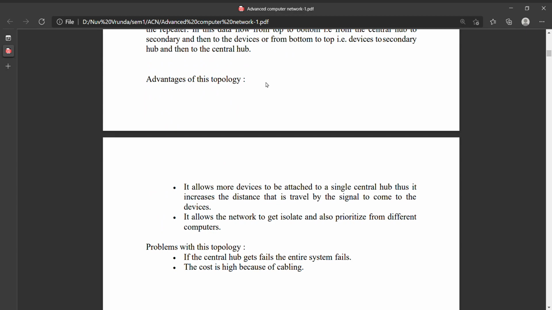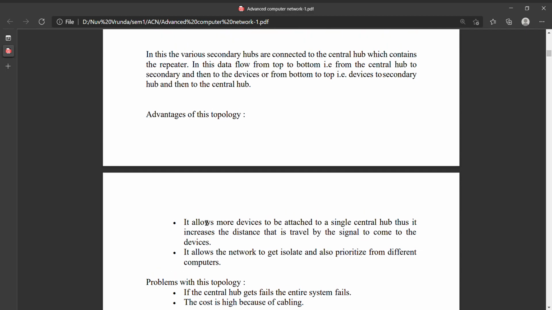Okay, what are the actual advantages of it? It allows more devices to be attached to a single central hub. Thus, it increases the distance that is traveled by a signal to the devices. It also allows the network to be isolated and prioritized from different computers.